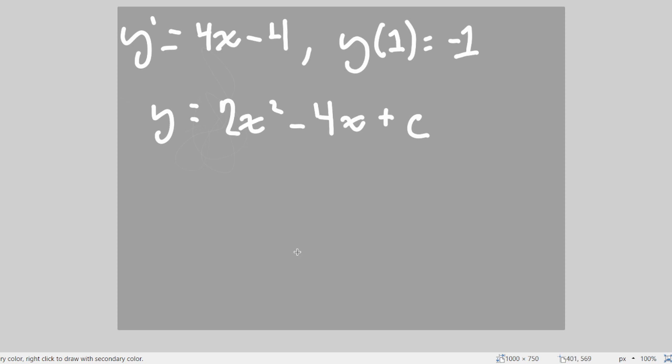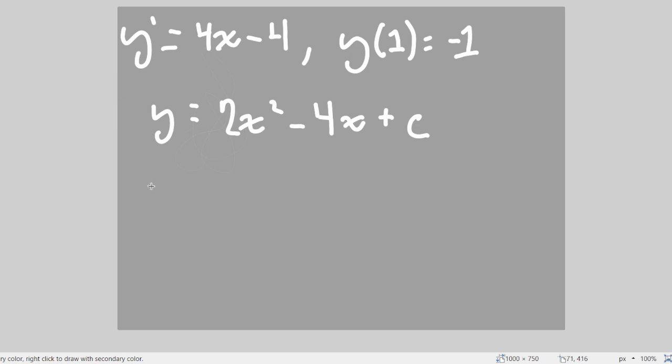Unfortunately, I ran out of space, so I had to rewrite stuff. But this is what we end up left with. Right? And now we can go back and look at the information we have. We have y. We have what we plug in for x. And we have what y equals. And now we can find c, because c is what we need right now.